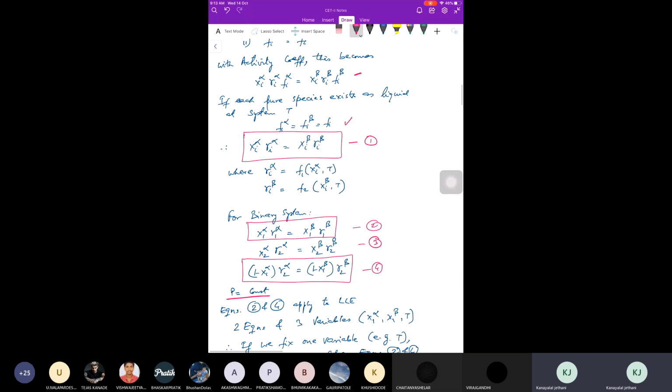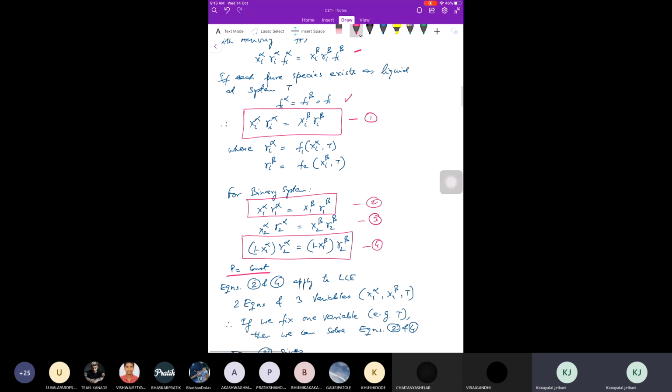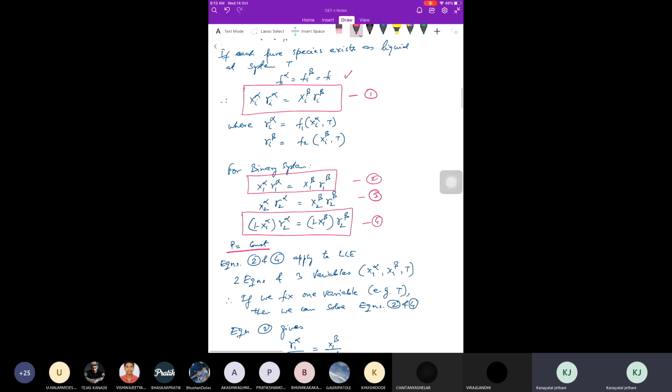So if you write for a binary system, you'll get x1 for component 1 in alpha phase, gamma 1 for component 1 in alpha phase equal to x1 for component 1 in beta phase into gamma 1 for component 1 in beta phase. Similarly for component 2, instead of x2 we can write 1 minus x1, and we'll get equation 4. So any questions on equation 2 and 4?